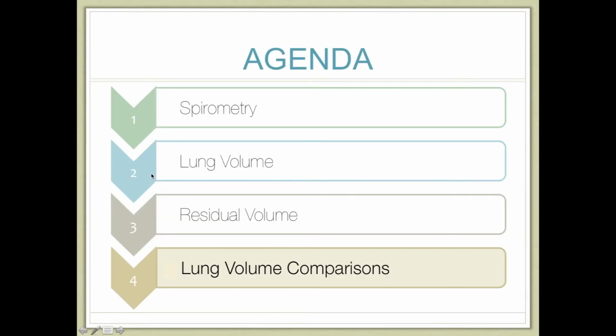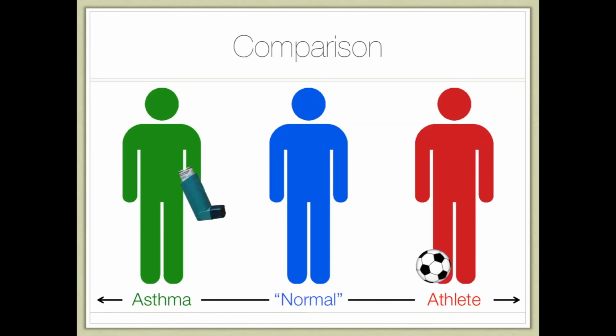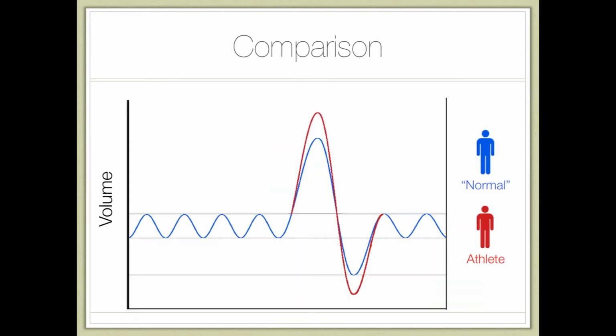And now we will move on to lung volume comparisons in a normal person, an athlete, and a person with asthma. Please keep in mind that they all have the same total lung volume. What changes is the amount of air that can move in and out of the lungs during breath. The basic concept here is that athletes tend to have a greater amount of air that can be inhaled and exhaled during active inspiration and expiration, which is also shown during exercise.